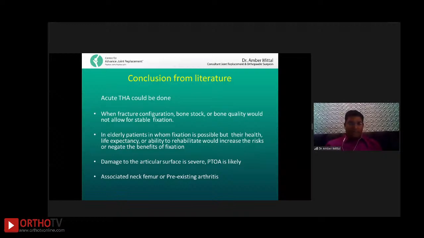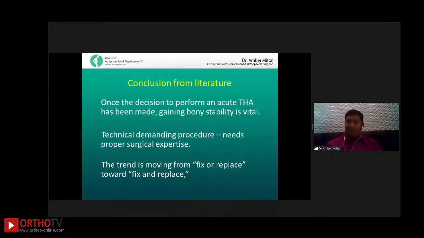So what it concludes is when we should do acute total hip replacement: when the fracture configuration, bone stock or bone quality would not allow for a stable fixation. In elderly patients in whom fixation is possible, but their health, life expectancy or ability to rehabilitate would increase the risk and negate the benefit of fixation, because fixation has its own downsides. And if the damage to the articular surface is severe, there is a very high chance of post-traumatic osteoarthritis in these types of cases. And in some cases with associated neck fracture or pre-existing arthritis. So in these cases only acute total hip should be attempted.